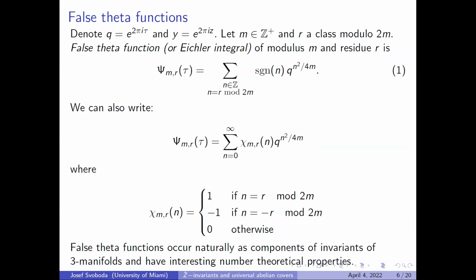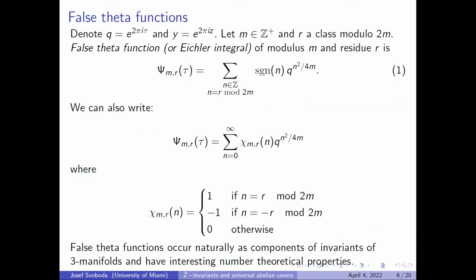So these false theta functions occur naturally when we consider these invariants of 3-manifolds, and they are also interesting for number theory because they have these modular properties. So this is a link between 3-manifolds and number theory, which was explored by many people. There is this paper of Lawrence and Zagier, which first considered this q-series.